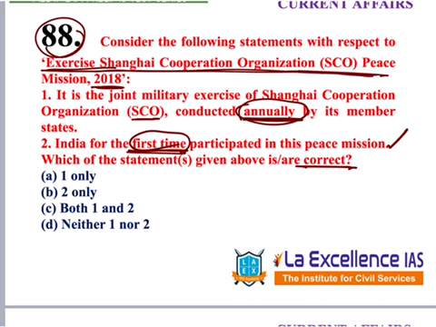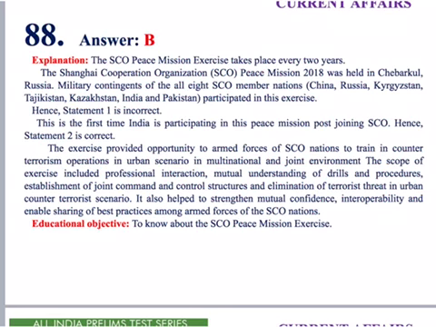Here it is not annual, it is biannual. Once in 2 years. That's why, even though India became a member only last year, we have participated for the first time, because it is not conducted annually. So 2 is correct, 1 is incorrect. Answer is B, 2 only. Here is the explanation for this. Last year it was conducted in Russia. All the 8 countries of SCO participated. In those 8 countries, India and Pakistan are also there.